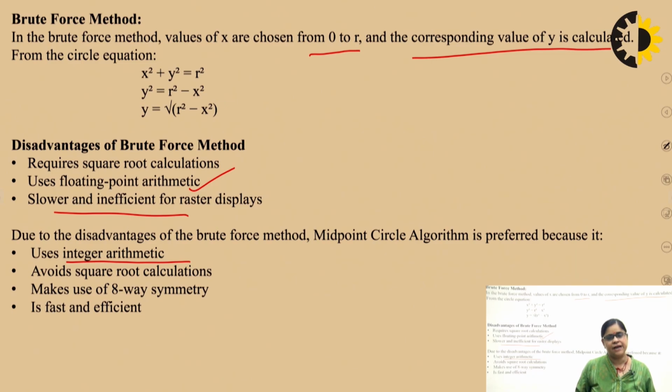In 8-way symmetry, when we find 2 parts or 3 parts of the circle out of the 8, automatically we find the remaining parts also, and we are going to see that within an example.